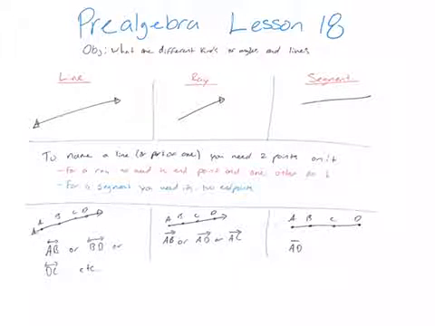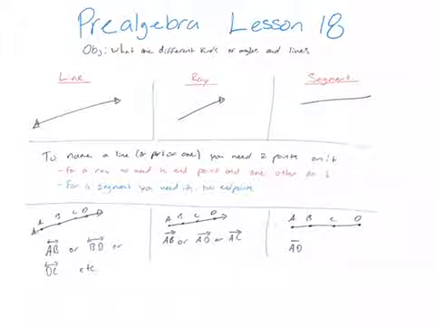Hello, Prealgebra students. This is Lesson 18, and our objective is what are different kinds of angles and lines, which this lesson is mostly review. You've seen it sometime in the past, so we're just going to go through this, maybe take a little step further about naming angles and lines, but don't freak out because most of this you've seen before.